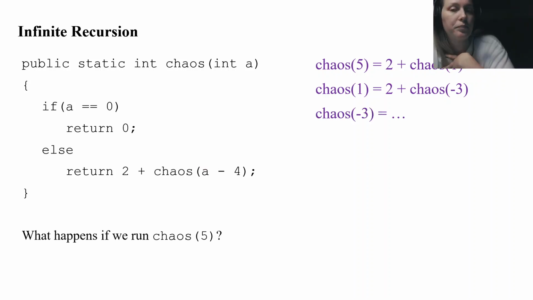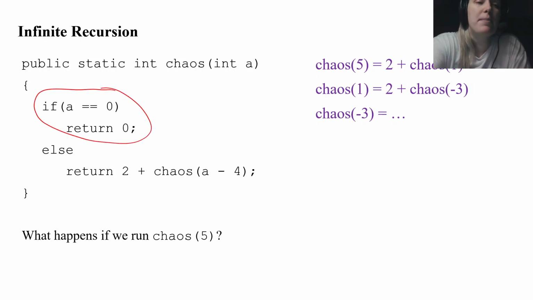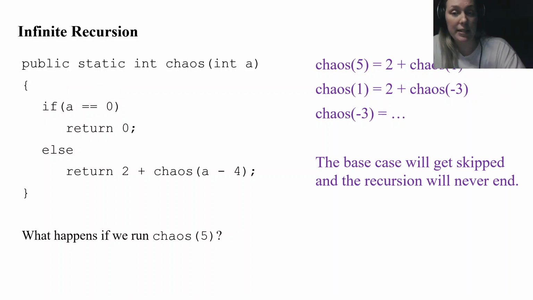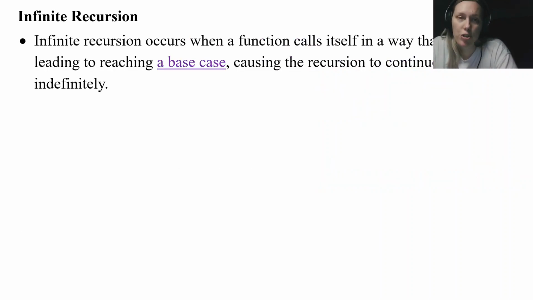to get -3. I could keep going, but I've noticed an issue. If I keep subtracting 4 from A, I've all of a sudden skipped my base case. I will never reach my base case. If you have a base case but it never is reached or it gets skipped somehow, your recursion will never end. This is the second way you can get infinite recursion: even if you're careful and plan a base case, it just never executes. So, two examples of infinite recursion.